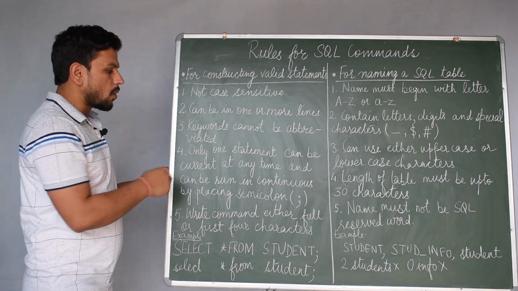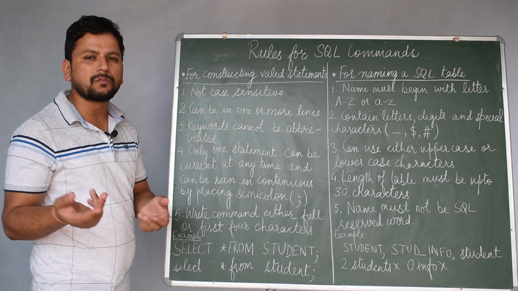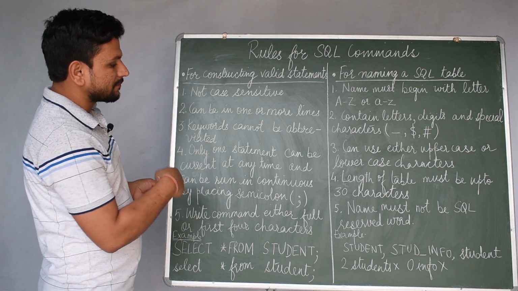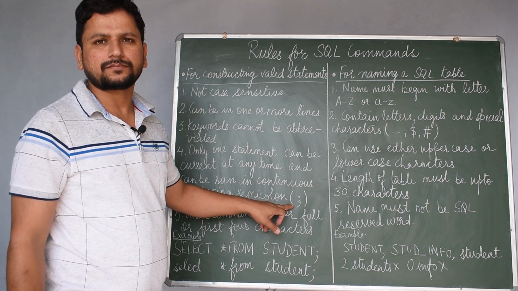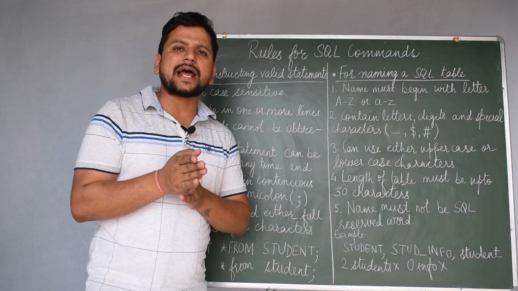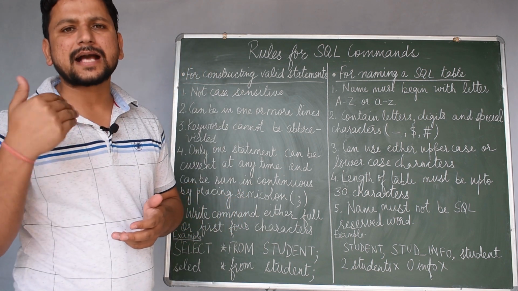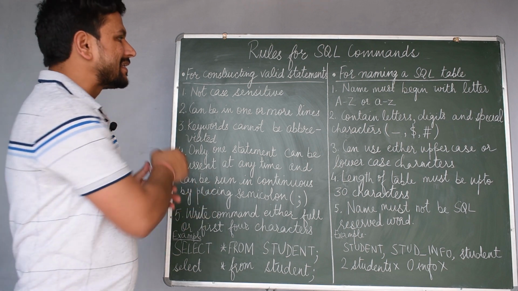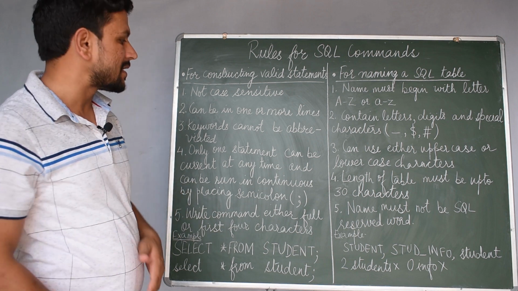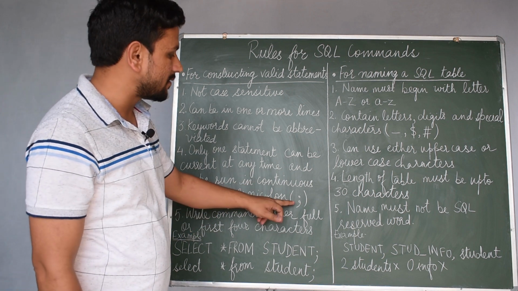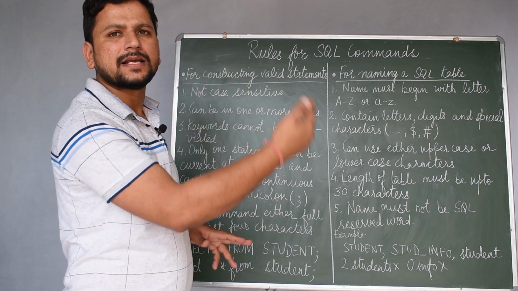Fourth rule, we have only one statement can be current at any given time in the buffer, but you can write continuous statements using semicolon. Means at one time in the buffer only one statement is there. Only one statement can be executed at a time, but in the same line you can write multiple statements, but you have to write them with the semicolon. Means each statement you have to complete with a semicolon.